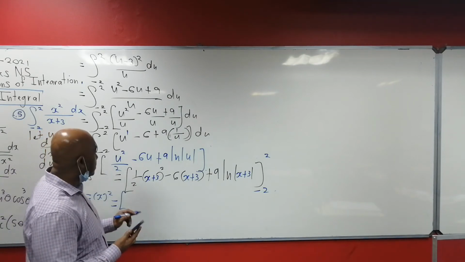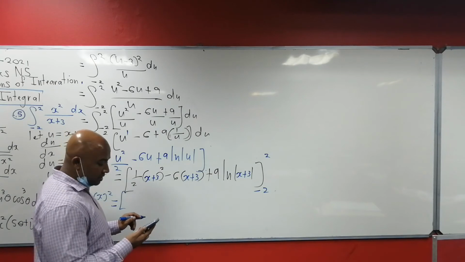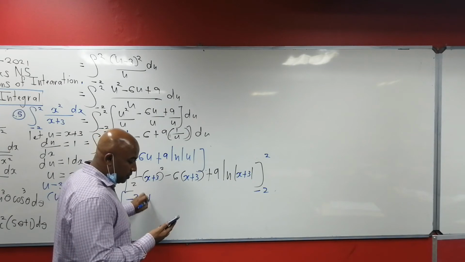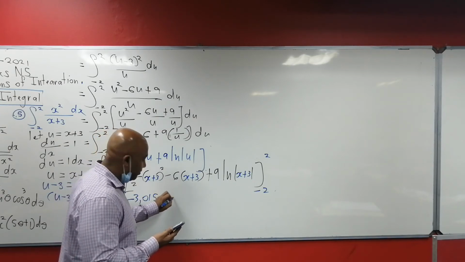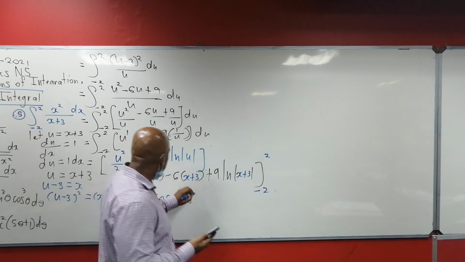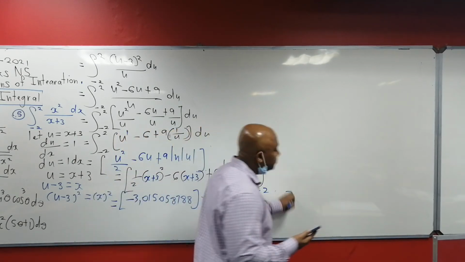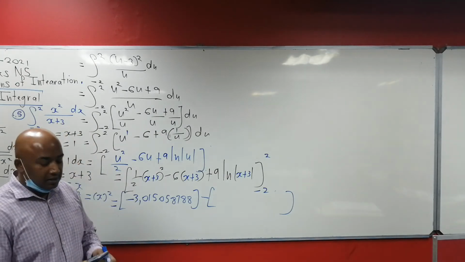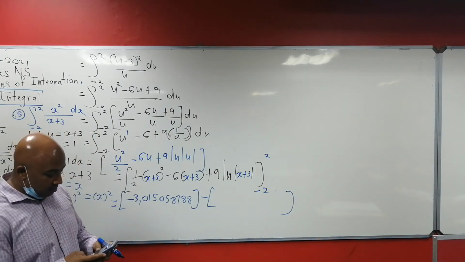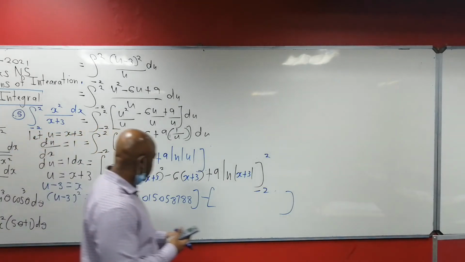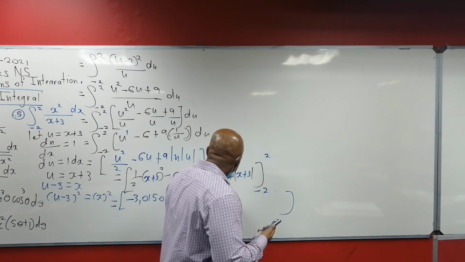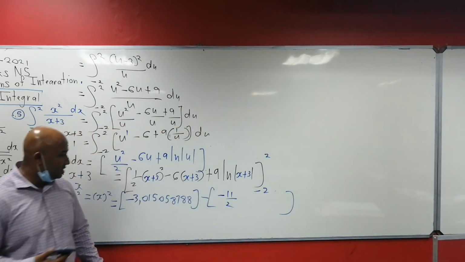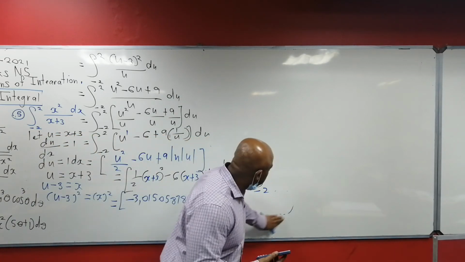Right, so when I substitute 2, you can double check me here. I'm getting minus 3.015058788. Just double check, I'm working fast on the calculator. Correct. Right, so when you substitute minus 2, you get minus 11 over 2. You can always double check that. So that is minus 11 over 2.